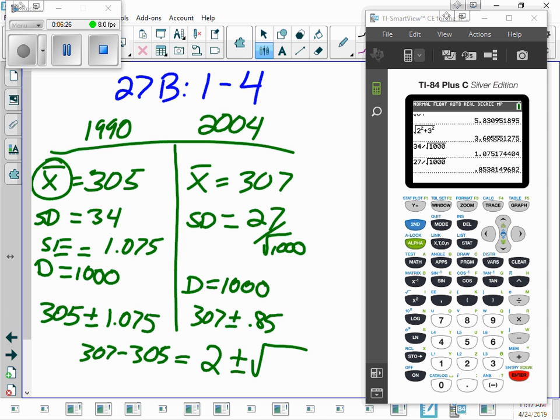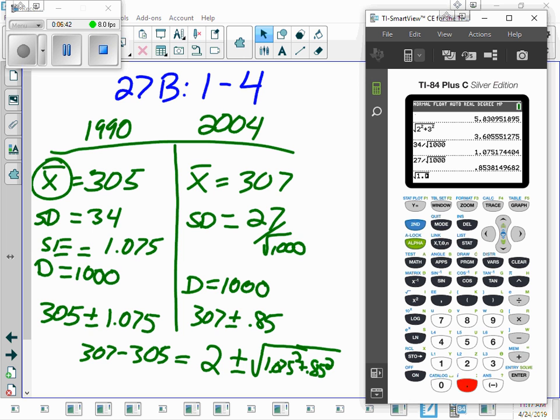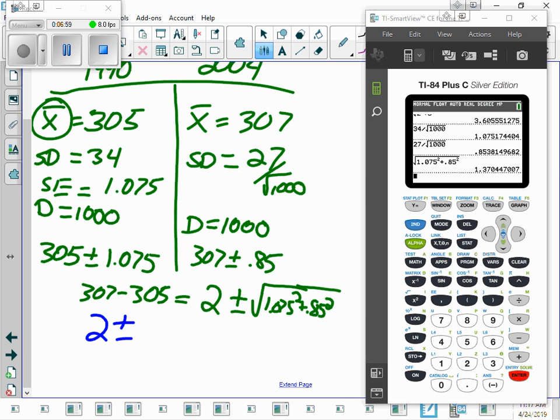The square root of 1.075 squared plus 0.85 squared. So square root of 1.075 squared plus 0.85 squared. So I get 2 plus or minus 1.37. Now what do I do?